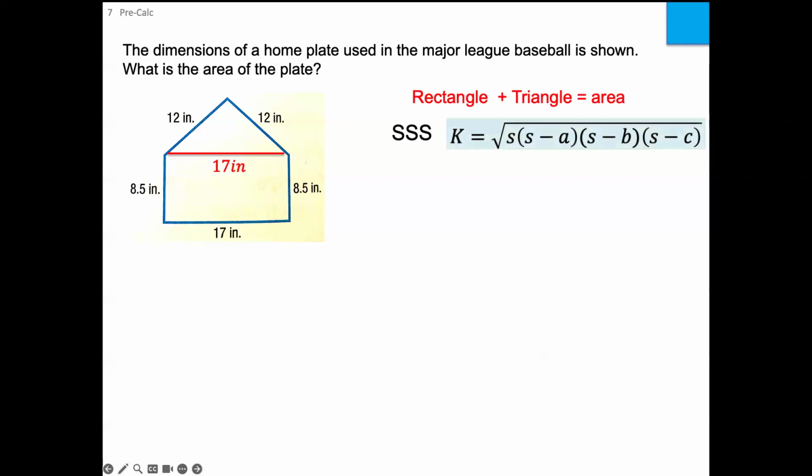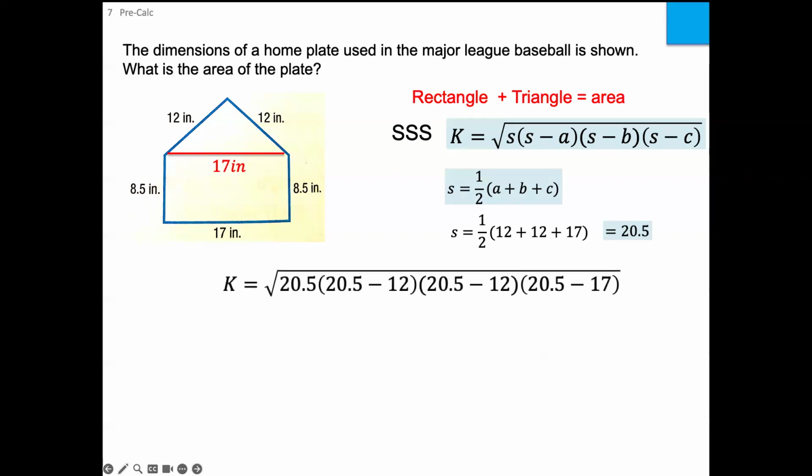The triangle is SSS. So I've got to do 17 times 12 times 12. So 144 times 17 divided by 2. It's not going to be a friendly number, right? But with a calculator, this is not that big of a deal. It's a big deal to write it, but it's not a big deal to actually plug it into your calculator. I shouldn't say units because they gave me inches. So this is 72 square inches.